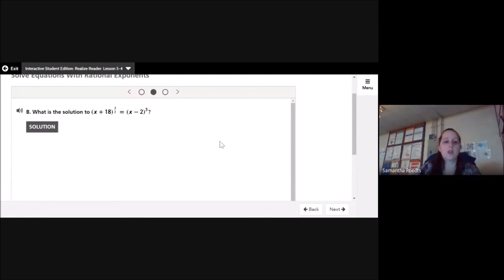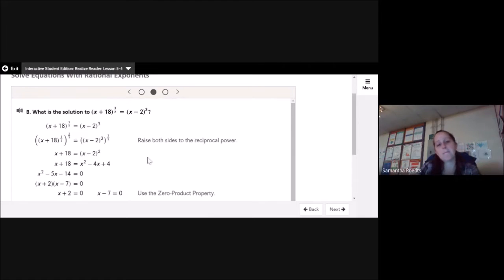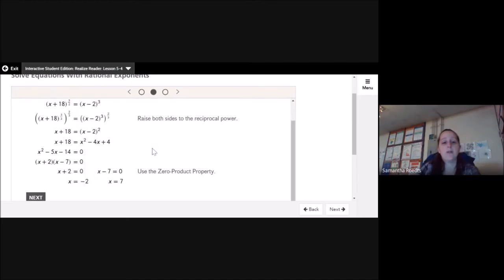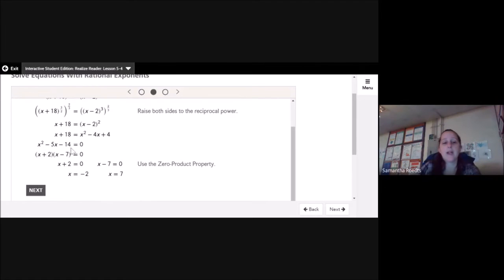For B, what is the solution to x plus 18, to the 3/2, equals x minus 2, to the 3rd? I want to raise this side to the reciprocal power. So 3/2 times 2/3 cancels out, gives me 1. 3 times 2/3 is 2, because the 3's cancel. So I get 8x plus 18 equals x squared minus 4x plus 4, because I factored all that out. So I get x squared minus 5x minus 14, which gives me x plus 2 times x minus 7. So x is -2 or x equals 7.